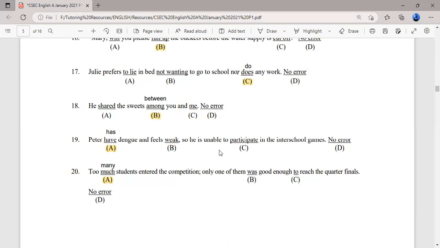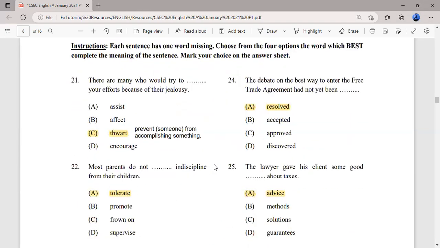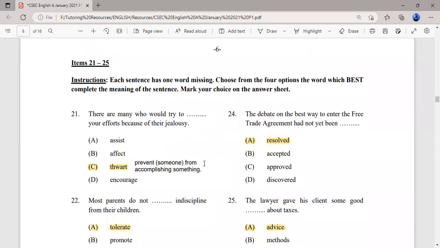So keep these tips and tricks in mind. Revise your verbs, revise your pronouns, revise your subject verb agreement, pronoun rules, your spelling, all of those good stuff. Revise those for this section of the paper.